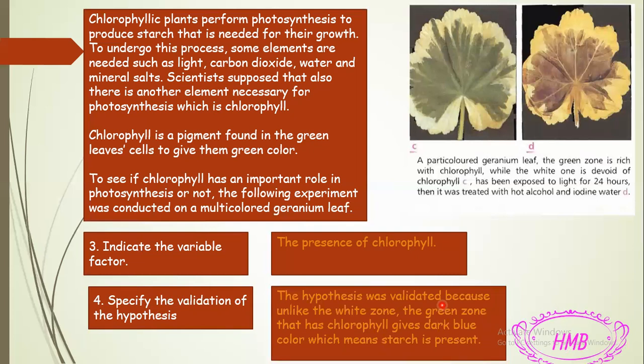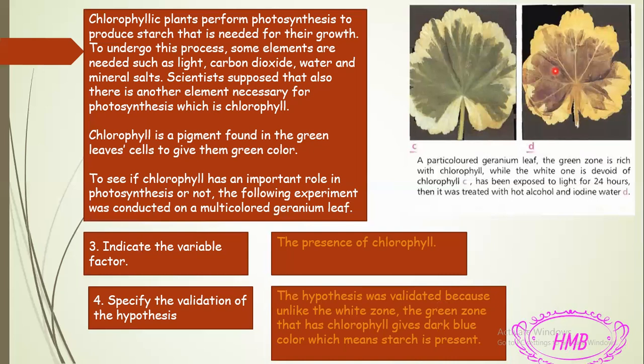chlorophyll is a necessary element for photosynthesis, because unlike the white zone, the green zone that has chlorophyll gives dark blue color, which means starch is present. So after studying the experiment, we saw that in the green zone, I have dark blue. And we know that when we have dark blue with iodine, that means we have starch.